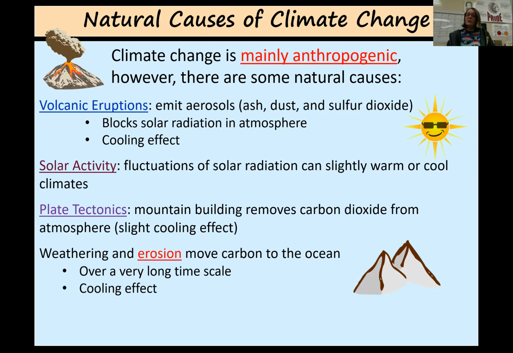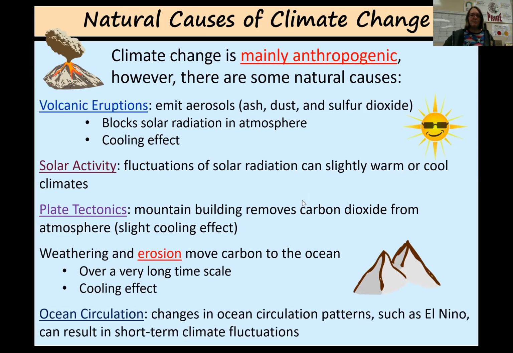Weathering and erosion also can help remove carbon from the atmosphere, but these are extremely long-term solutions, right? Long-term effects. Weathering and erosion is when you break down rock and then move it. And that takes a very long time. And all that carbon eventually will settle in the ocean. Remember, we talked about the ocean is one of our largest carbon sinks. A lot of carbon gets stored away for thousands of years in the ocean. But that's very, very long term.